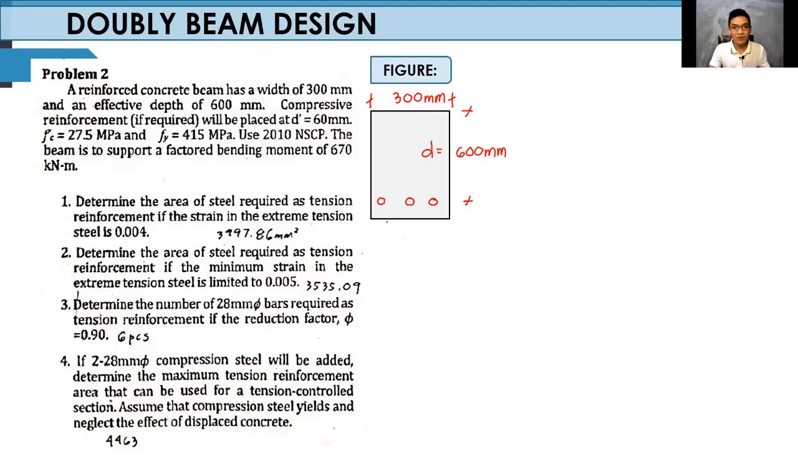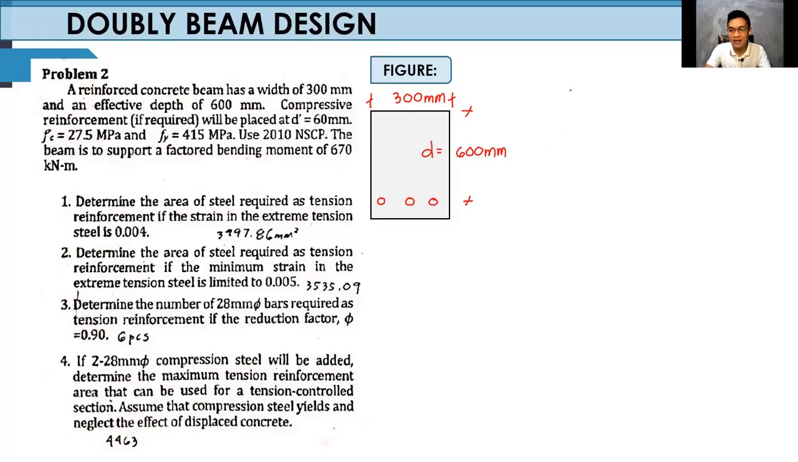So ang first thing na dapat nating hanapin daw is the area of steel required as tension reinforcement if the strain in the extreme tension steel is 0.004. Inulit ko lang ng pagbasa. Yung binigay kasi sa atin is yung ating epsilon which is 0.004. So therefore, hahanapin natin yung equivalent niya na phi, 'di ba? Because we need to interpolate this one in order for us to have our equivalent na phi for that value of epsilon.